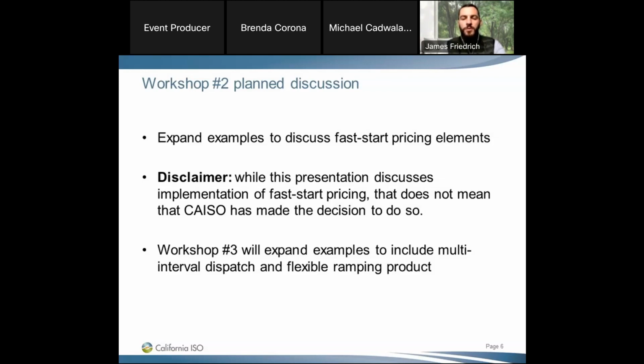At that point, we think stakeholders will have the information that they need to contribute to this stakeholder initiative successfully. I will note before moving on to the next slide that at the previous workshop, several stakeholders requested an educational workshop on scarcity pricing, which we are considering. At this time we don't have one planned, but we are trying to see if we have room within our stakeholder calendar to fit that in before issuing a straw proposal. I hope you find these useful, and let's get into the material. Next slide, please.